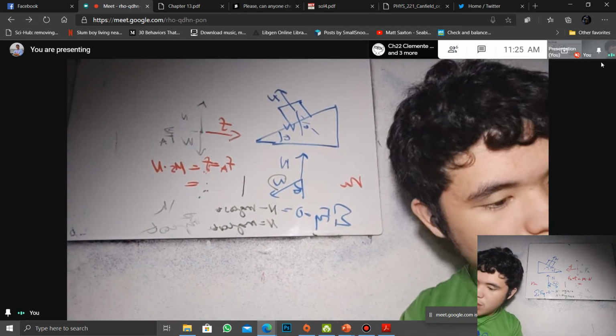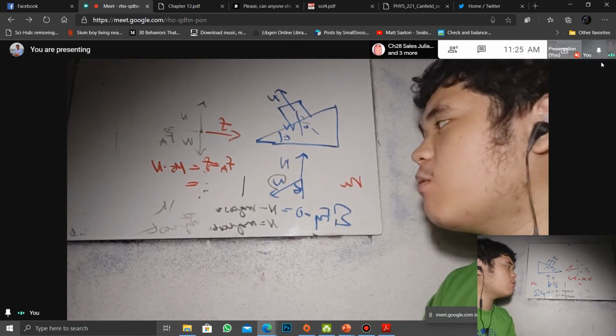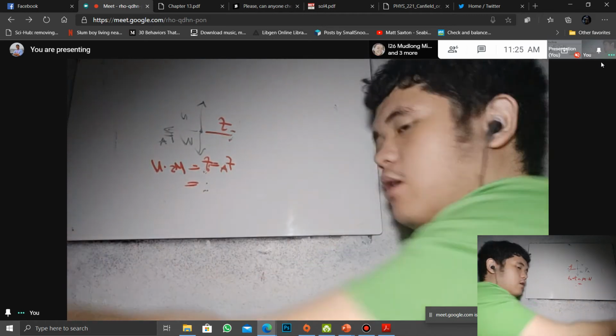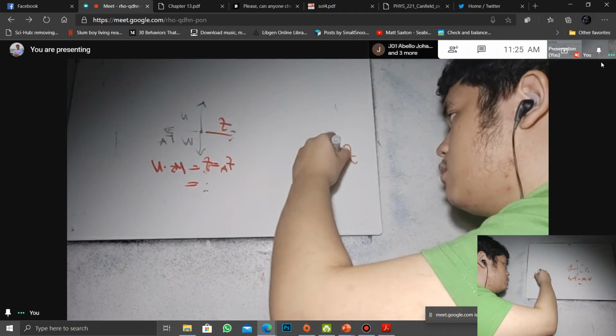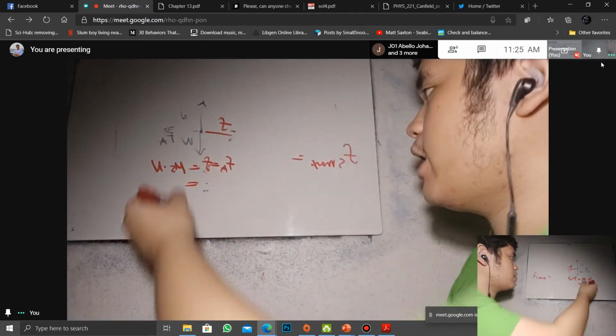Di ba, pinupush mo to the right, to the left. So, tingnan natin yung maximum static friction. Tingnan natin. Di ba, Fs max equals to mu S times N.